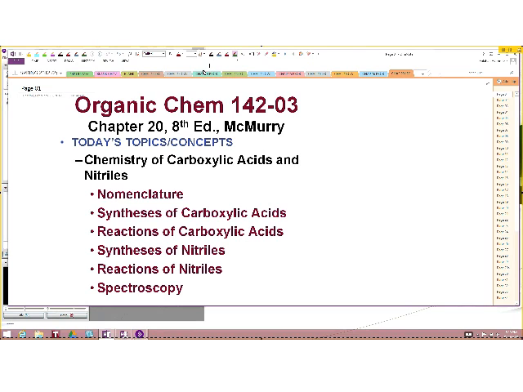In today's session, we are going to continue with the discussion on Chapter 20. Chapter 20 is concerned with the chemistry of carboxylic acids and nitriles.